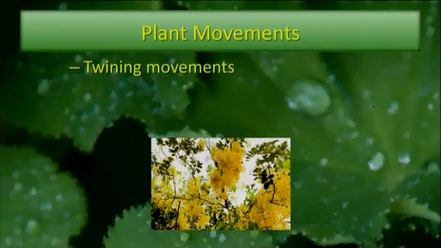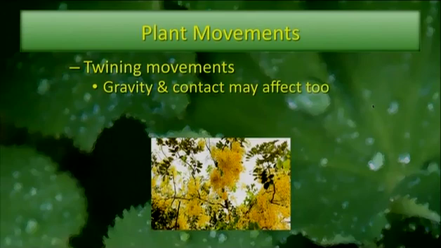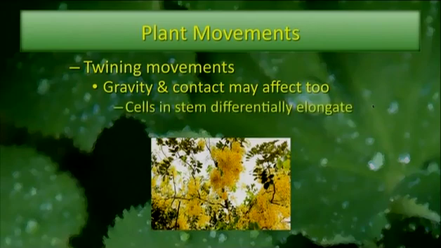And we also have twining movements. Gravity and contact may affect these too. So in morning glories, you have stems. There are cells in the stem that differentially elongate. That means on one side, the cells elongate more than on the other side where it's shorter. That ends up in spiraling movements and spiraling growth. Tendril twining is also from cell elongation more on one side than on the other. That influences the differences in growth rate on one side of the stem and the other. You get visible spiraling.